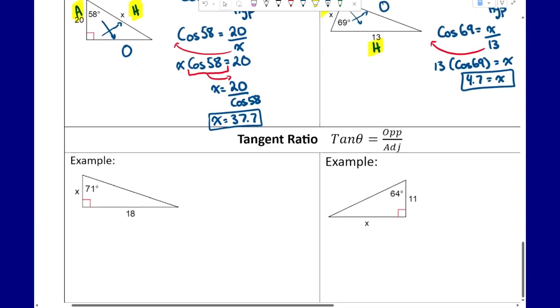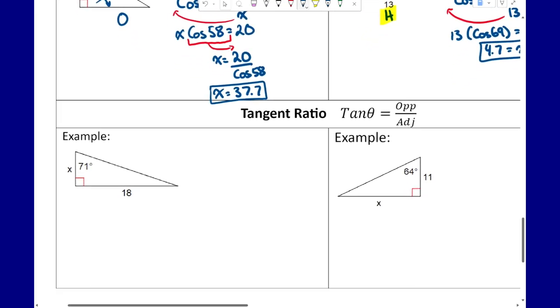So if I'm going to use the tangent ratio, again, the first thing we want to do is label our sides. So again, by the end of this, you should be very comfortable with labeling. So across from the right angle is the hypotenuse. I have my reference angle of 71. So across from that is the opposite. And then I have the adjacent with the unknown measurement.